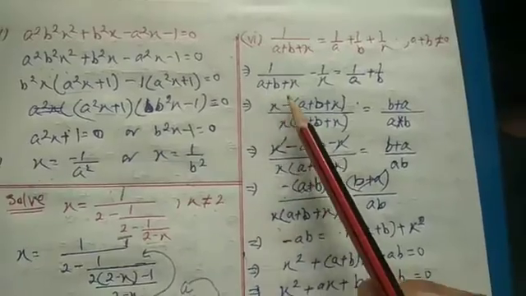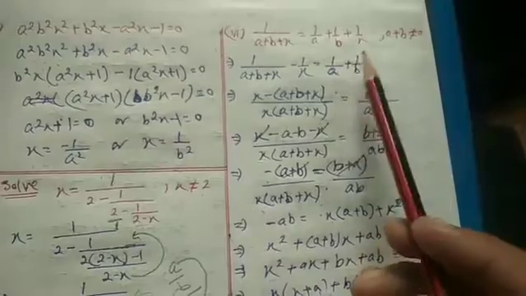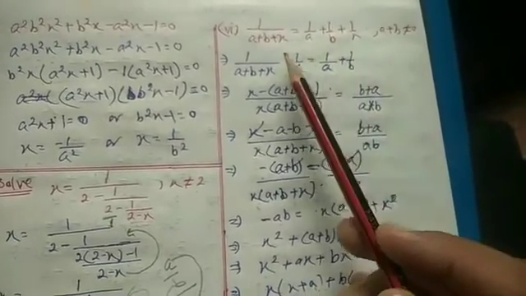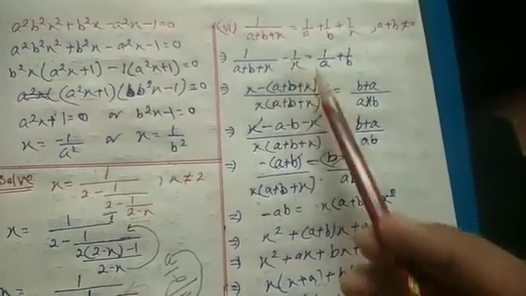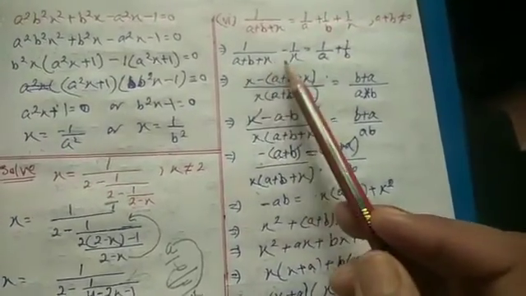So now we have 1 over a plus b plus x is equal to 1 upon a plus 1 upon b plus 1 upon x. So what we are doing here, we are just taking this 1 over x to the left side, so it becomes minus 1 upon x. Now taking the LCM here, so the LCM will be x into a plus b plus x, then cross multiply.